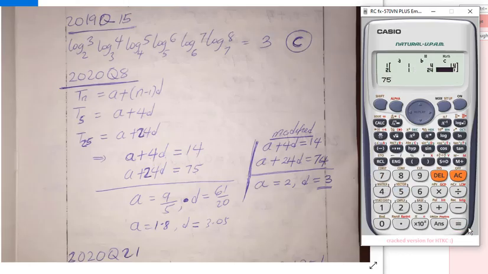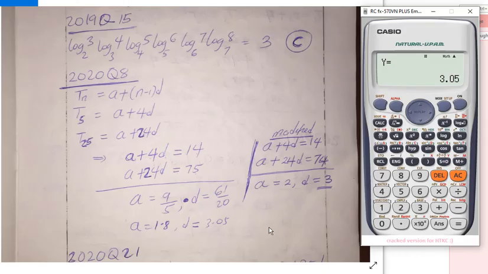So it will solve. So a is 9 over 5, as you can see, and then d is 61 over 20. So in reality, let me come back to a is 9 over 5. Convert it to decimal, I have 1.8. Then the next one again, d is equal to 61 over 20. Convert it to decimal, you have 3.05.